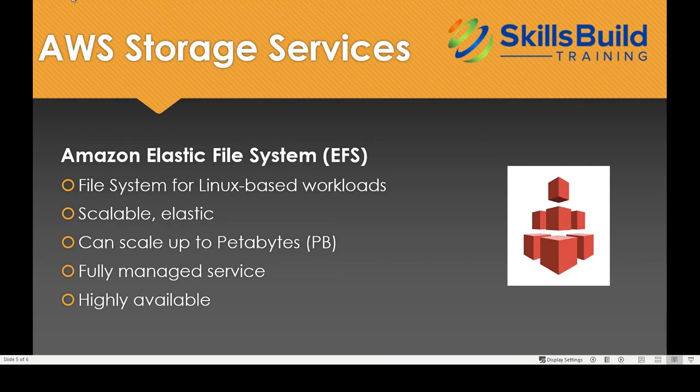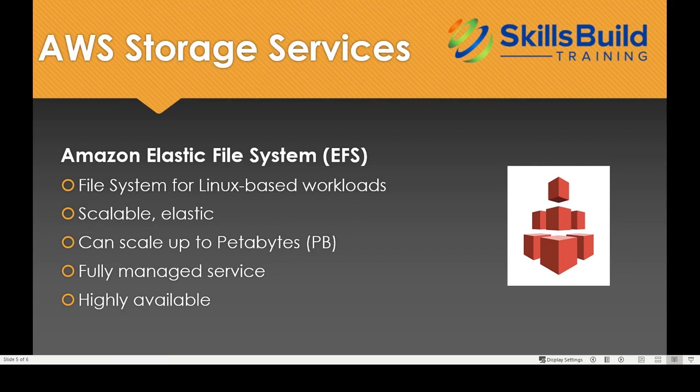The next one is Amazon Elastic File System or EFS. It basically provides a simple, scalable, elastic file system for Linux-based workloads for use with AWS Cloud services and on-premises resources as well. It is built to scale on demand to virtually petabytes without disrupting applications, growing and shrinking automatically as you add and remove files. So the applications have the storage they need when they need it.